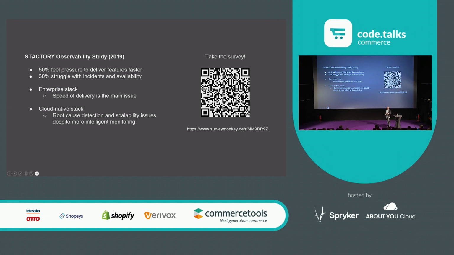And one of the main insights is that 50% of the respondents actually say, oh, we need to go faster and faster and faster. But at the same time, 30% say there are major problems with incidents and availability. And even though the monitoring and observability setups are getting better, obviously we're still not there, especially as the industry is going into more and more microservices and more things that need to be run and more things that need to be watched.